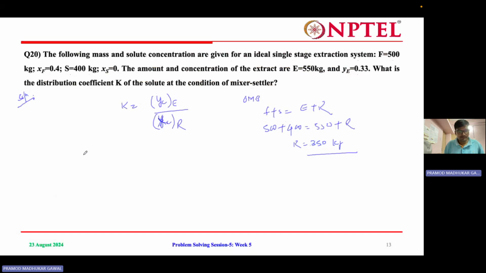Now take a solute balance. F XF plus S XS equals E YE plus R XR. So here the mole fraction of the solute is denoted as given in the question statement. Otherwise you can take it like XC in the feed.